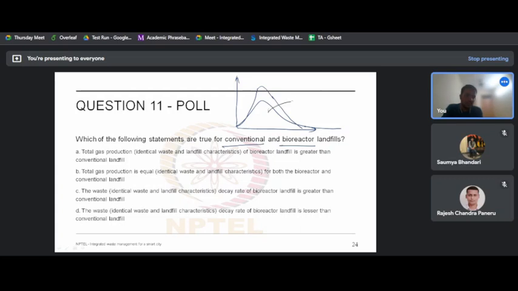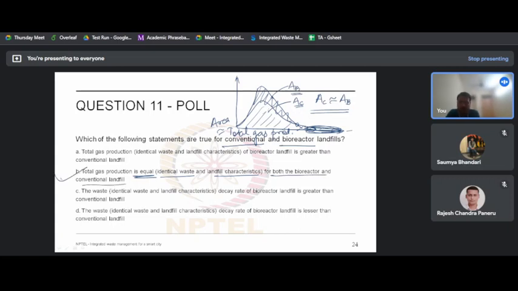If we see the area, let's say this is AC and this is AB, the area under conventional and the area under biological, the areas will almost be the same because the amount of waste is the same. Why it happens is there will be a certain point where they intersect. Bioreactor will go down quickly, but conventional will keep on extending for a long time. So this extra portion here gets compensated by the more time taken by the conventional landfill, so the areas will be equal. What is area? Area is analogous to the total gas production. So the total gas production will be equal for obviously identical waste and landfill characteristics for both the bioreactor and conventional landfill. So option B is correct.